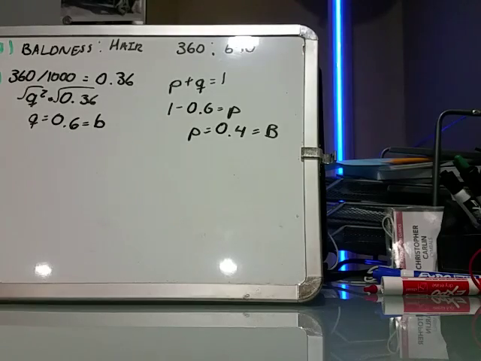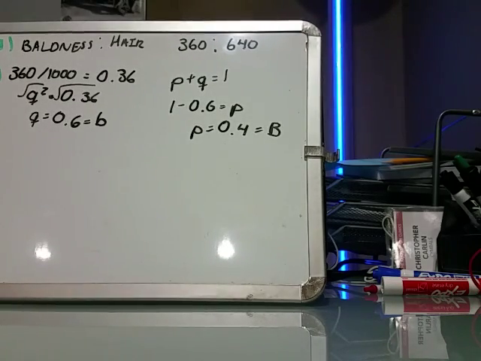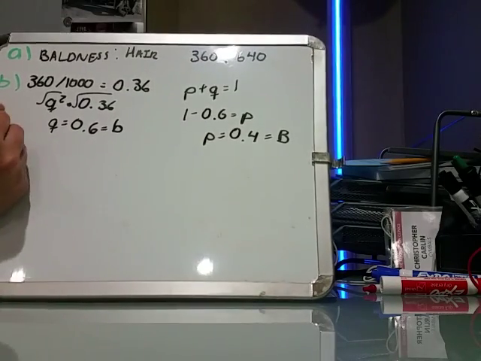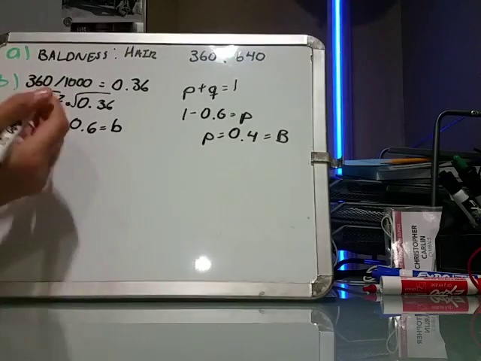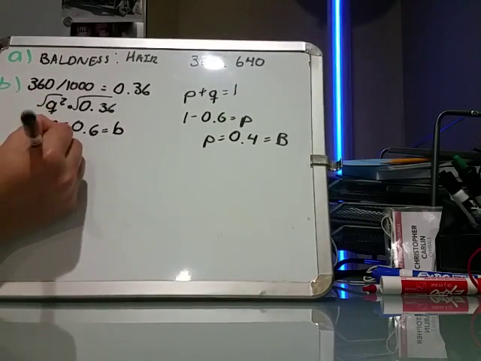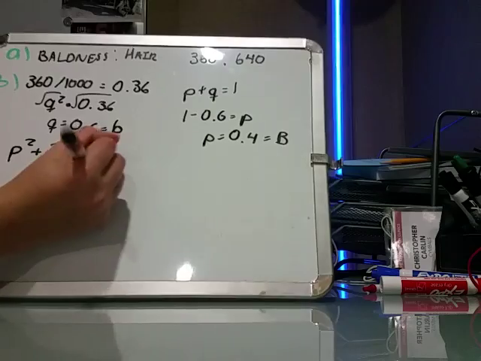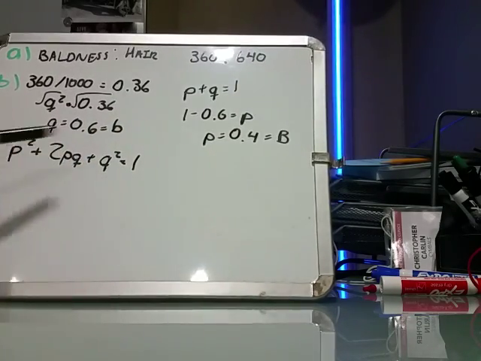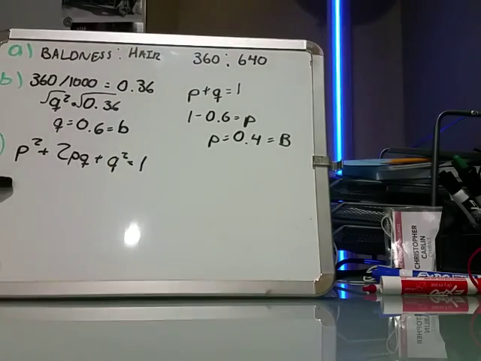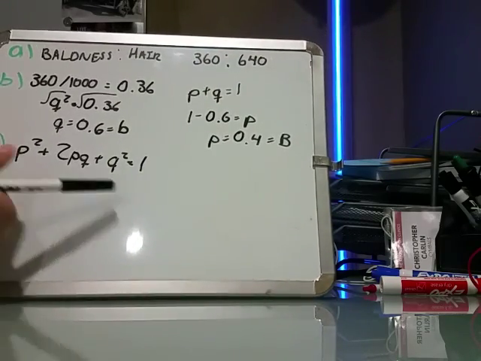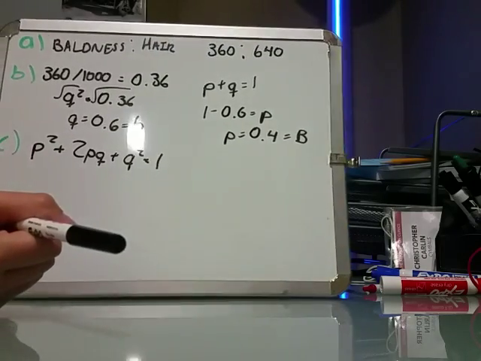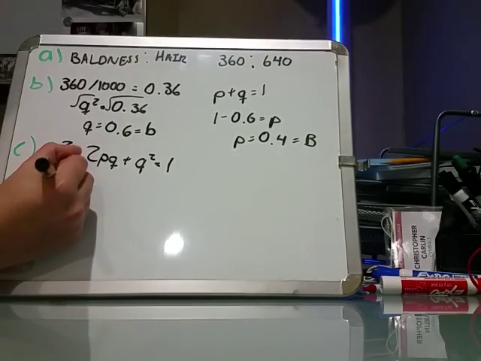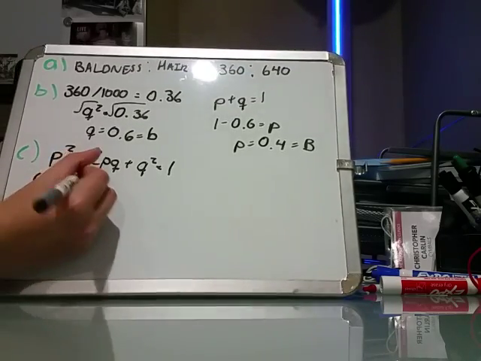So now to find the genotype frequencies, we would use the second equation provided to us, which is P squared plus 2PQ plus Q squared equals 1. So the P squared represents the homozygous dominant, the 2PQ is the heterozygous, and the Q squared is homozygous recessive. So all you would have to do is plug in the numbers.